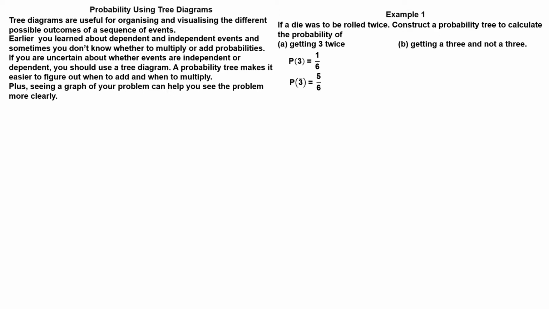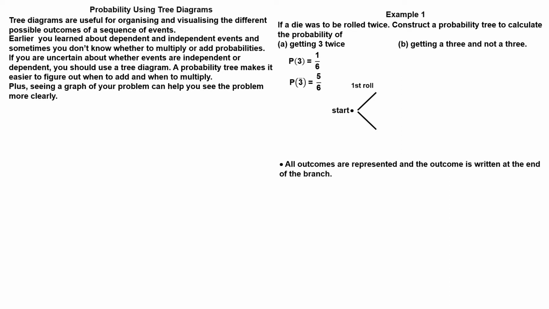A tree diagram is a drawing with line segments, also known as branches, pointing out all of the different possible paths for the outcomes. At the first row, we can get a 3 or not a 3. We have two possible outcomes, so we have two branches. All outcomes are represented and the outcome is written at the end of the branch. The probability of each branch is written on the branch.